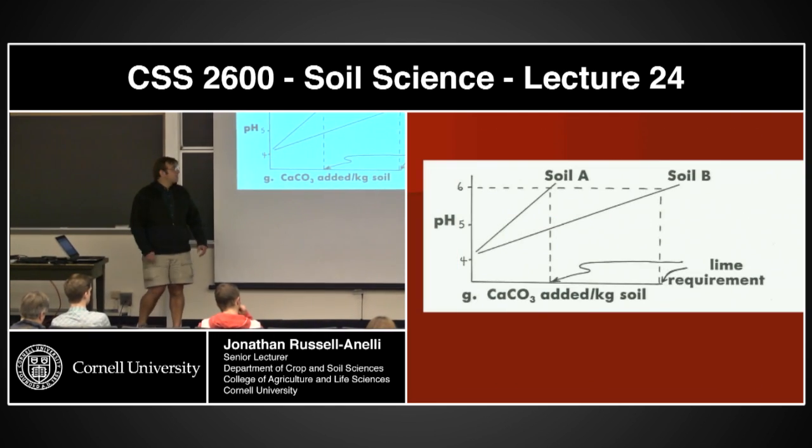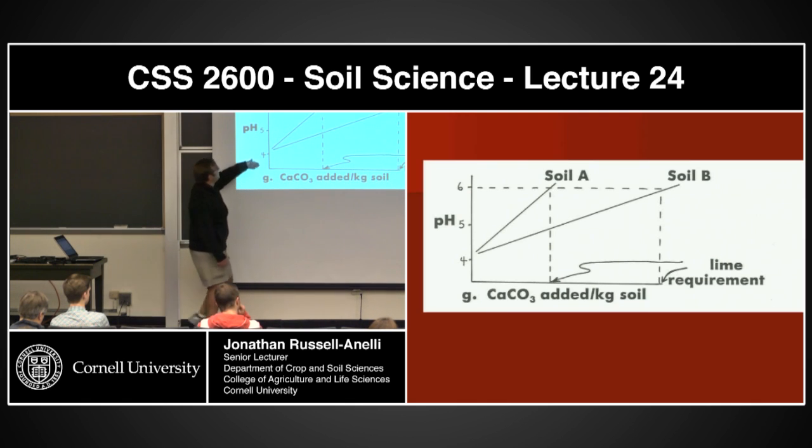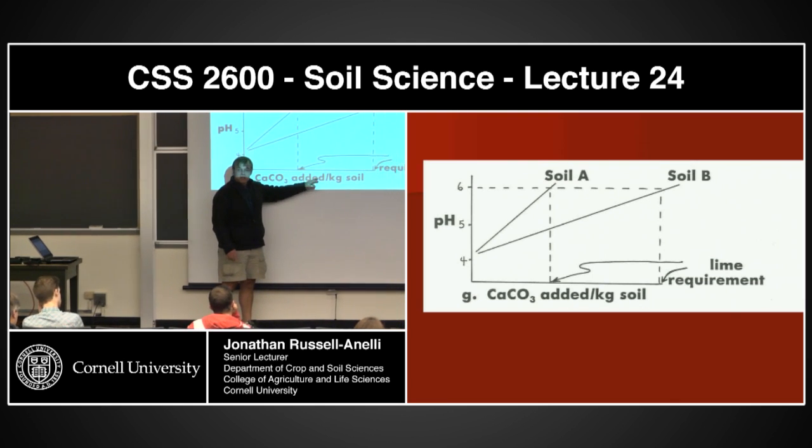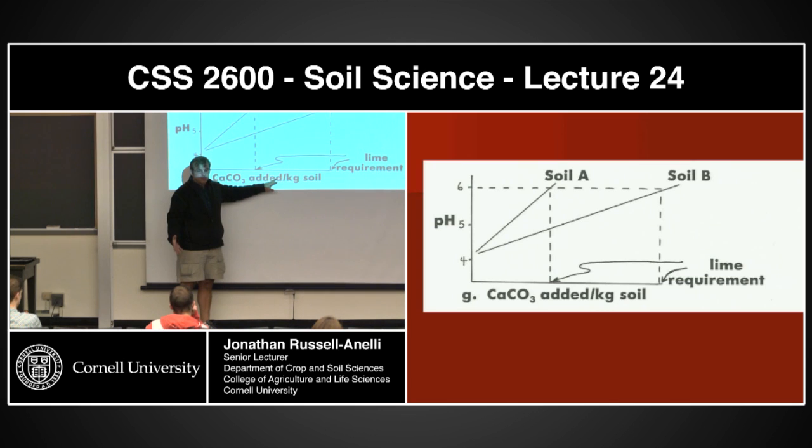The best way to visualize this is something like this, where here's the pH that I want to move to. I want to get up to that pH. My pH is now at this point. Okay? And basically, in this scenario I'm trying to raise the pH, so how much calcium carbonate do I need to add per amount of soil?